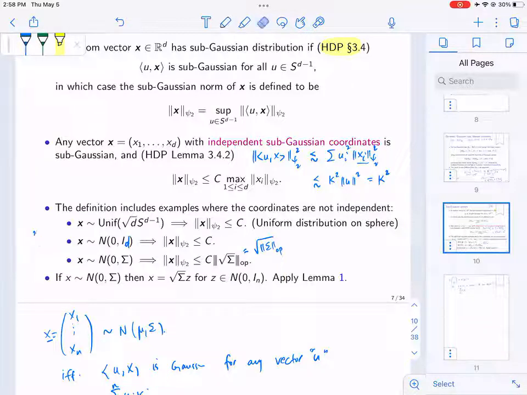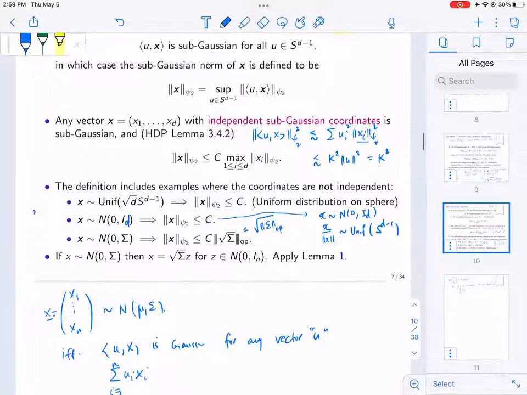If X is normal, mean 0, then X over its norm is going to be uniform on the sphere S^(D-1). This is exact. You can imagine this has unit norm, and the distribution has to be uniform in every direction because the Gaussian is symmetric.